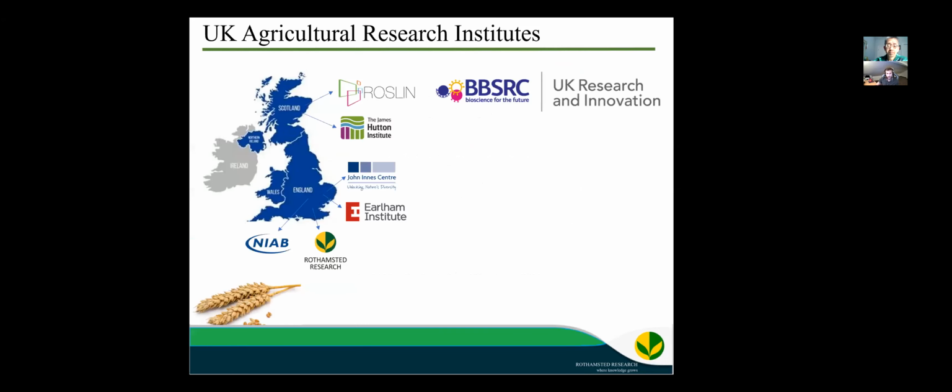But before that, I want to mention a few of the UK agriculture research institutes that you might not be that familiar with, and it would be nice for you to know a bit more about them. First is the Roslin Institute, where they created the clone Dolly. And in England, we have four main research institutes: NIAB, Rothamsted, Earlham, and John Innes. And the main source of funding is BBSRC.